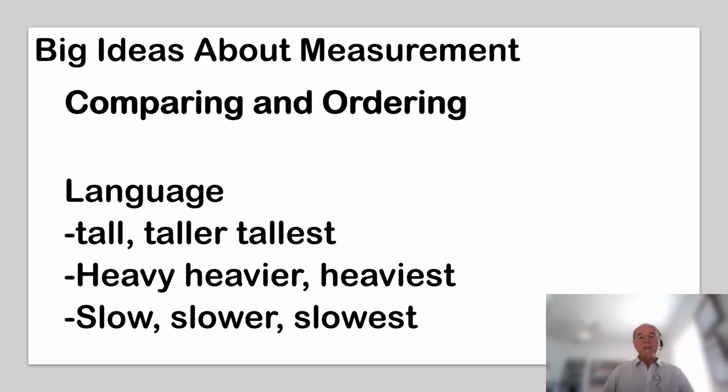But of course, it's specific to the attribute of measurement that we're looking at. So when we're measuring something in length, we're not going to be talking about heavy, heavier, heaviest, or slow, slower, slowest. There's language that sits particular to the attribute that we're measuring. But again, this needs to be taught. The kids don't pick this up automatically.